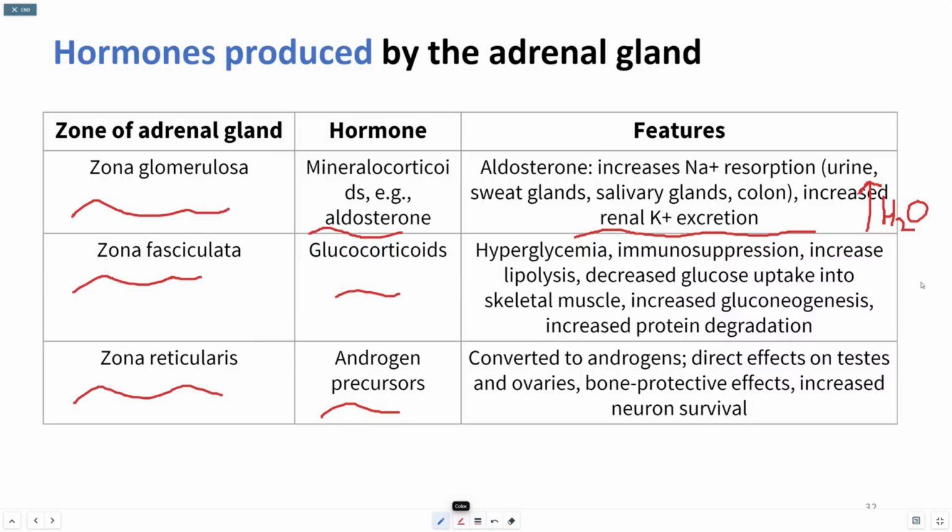The glucocorticoids, or cortisol and corticosterone, are going to cause hyperglycemia, create immunosuppression, increase the breakdown of lipids and fats, decrease glucose uptake in the skeletal muscle, and also increase gluconeogenesis and increase protein breakdown. Androgens, or sex hormones, are used to create testosterone and estrogen. These will have bone protective effects and also stimulate the sex cell for protection.